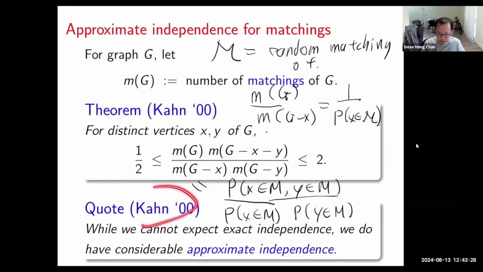And here's a quote by Jeff Kahn, which says that sometimes we cannot achieve exact independence, but we do still have considerable approximate independence. And that is sometimes enough to prove many interesting results.